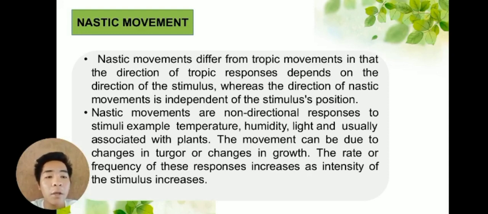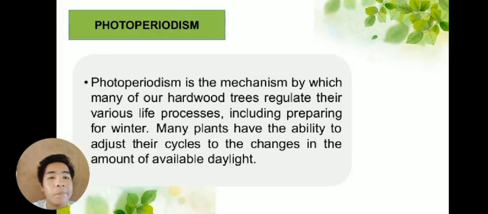Examples are temperature, humidity, and light, and they are usually associated with plants. The movement can be due to changes in turgor or changes in growth. The rate or frequency of these responses increases as the intensity of the stimulus increases.